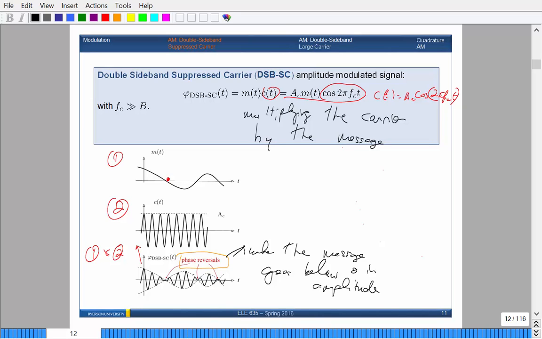That happens because as soon as your message goes below zero, you're going to have a negative value for your message, and your negative times your cosine would visualize that as a 180-degree phase shift, because you have a negative cos now instead of a positive cos. All right, so that's what's known as phase reversals.